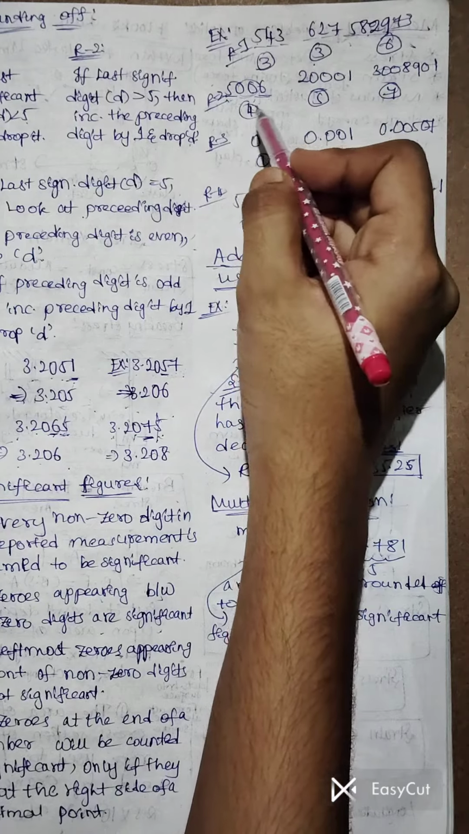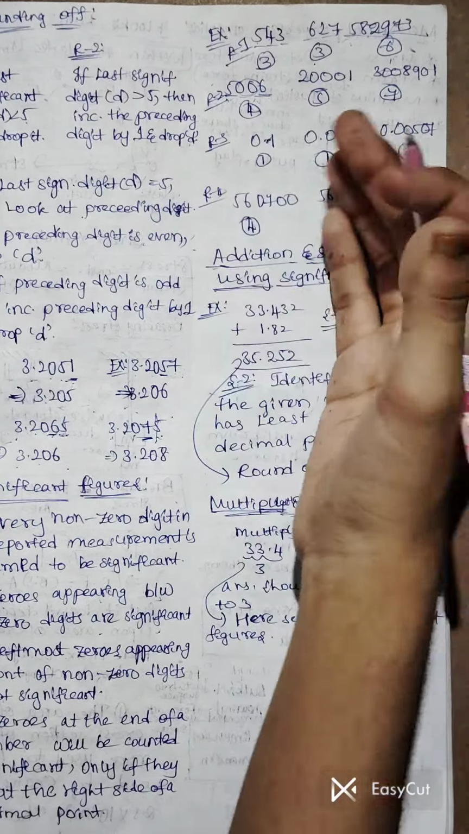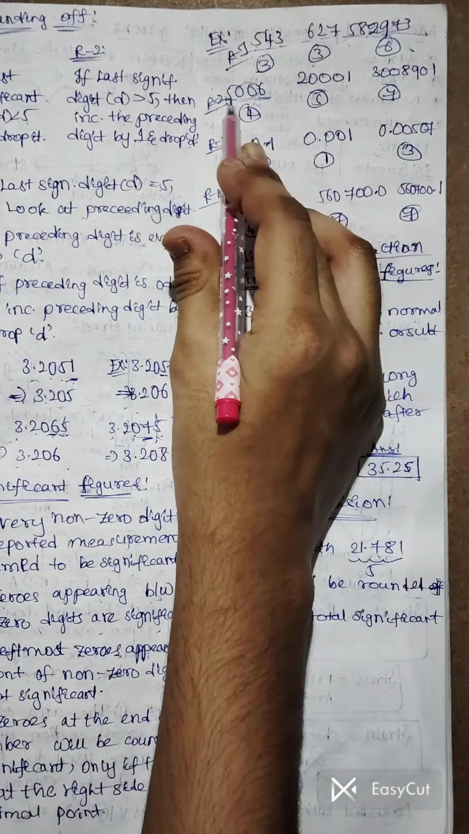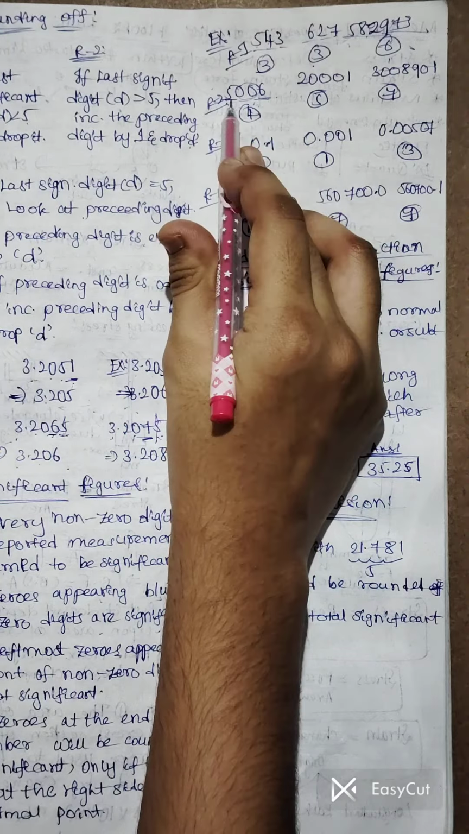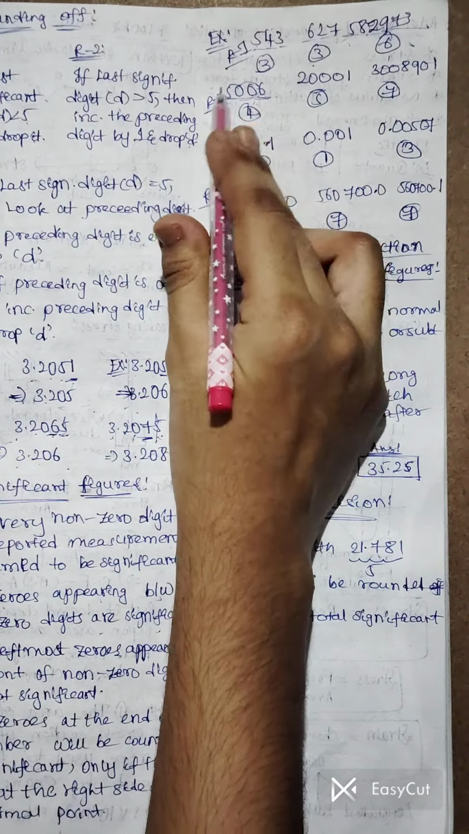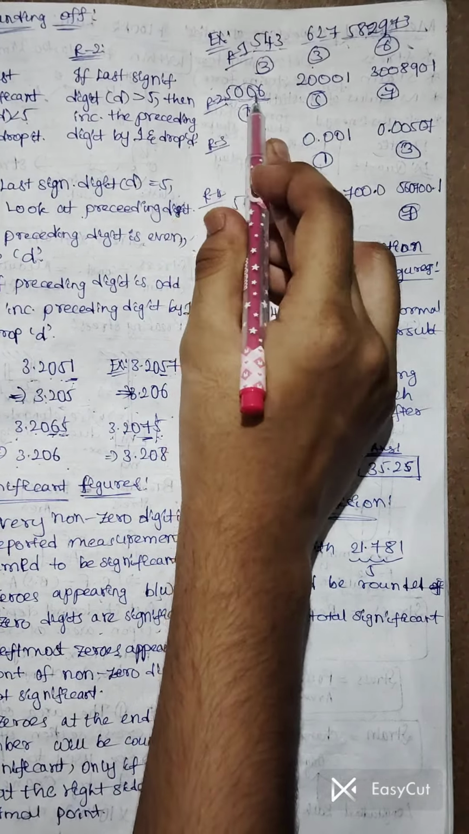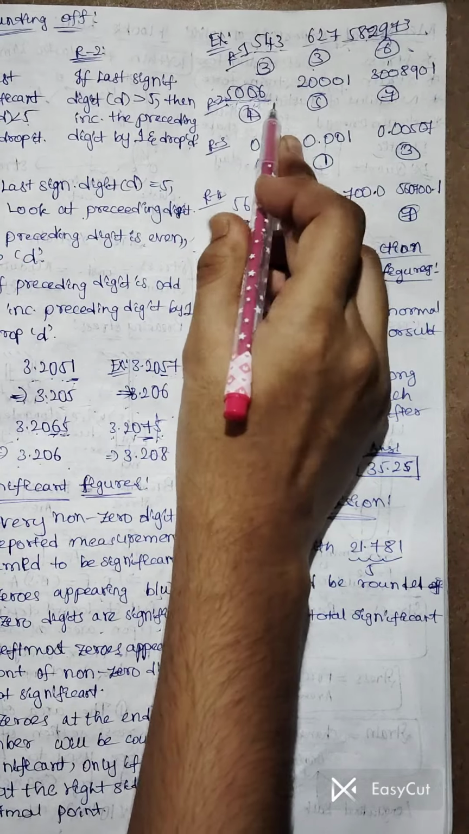These zeros are in between the significant digits, that is, in between the non-zero digits. Sorry, these zeros are placed in between non-zero digits, so these were significant. It means you have to consider these digits also.